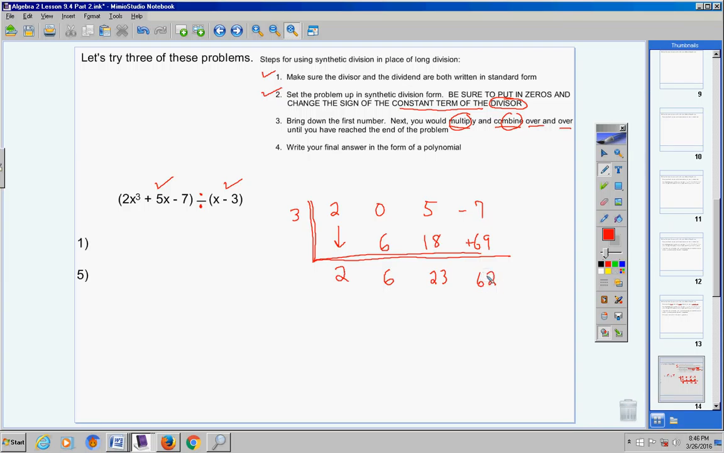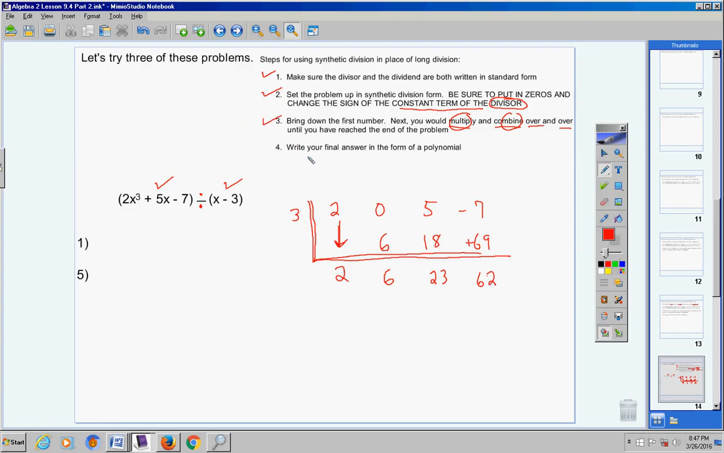Boom. Now that is so fast. You bring down your first number. Multiply, you get a 6. Combine, you get a 6. Multiply, you get 18. Combine, you get 23. Multiply, you get 69. Combine, you get 62.